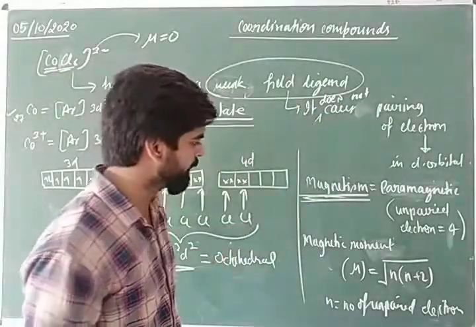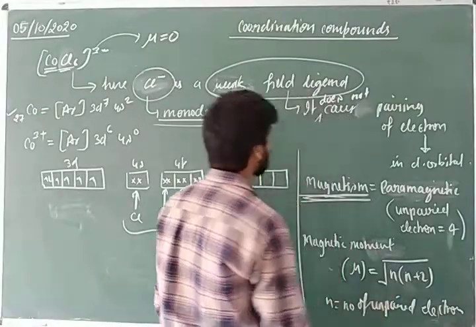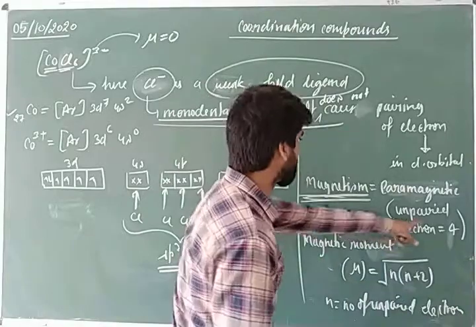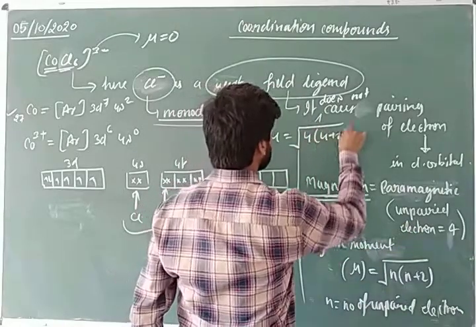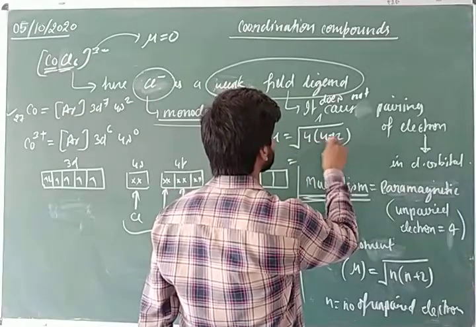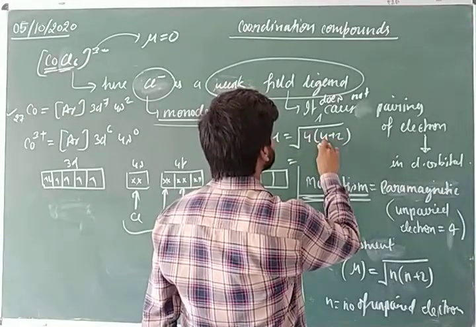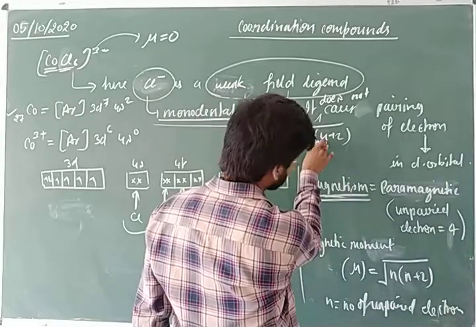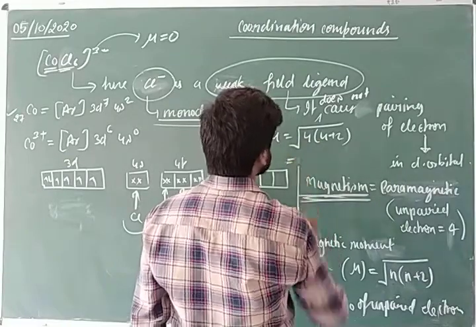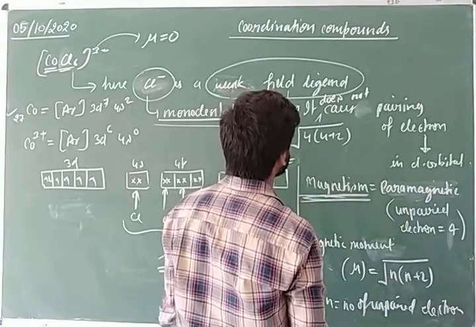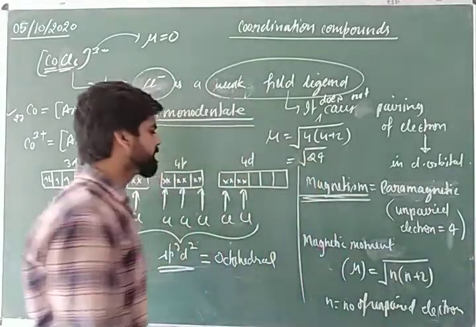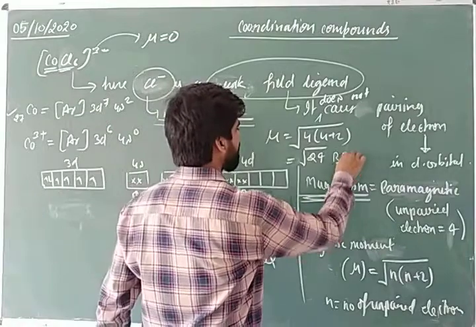And the magnetic moment: put the value of n. Mu is equal to root of n into n plus 2. As you see here, the value of n is 4. So 4 into 4 plus 2 means 4 into 6, which is 24. So the magnetic moment is under root 24 BM, Bohr magneton.